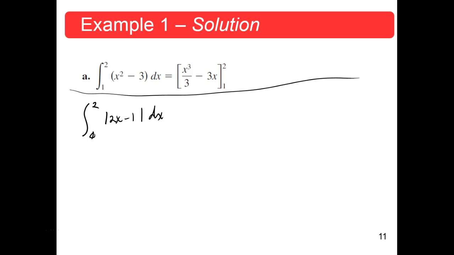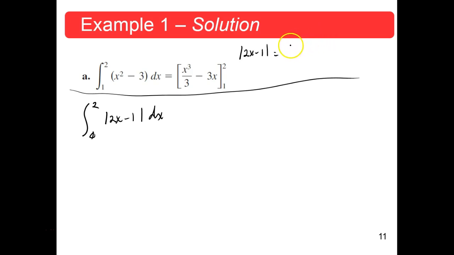An absolute value function, even though it's continuous, is not differentiable because it has that point, remember? It's not a smooth curve. To be differentiable, it has to be smooth and continuous. This is not smooth. So here's what we do. I go off to the side here and define what the absolute value of 2x minus 1 is. And it's just like we did it before.